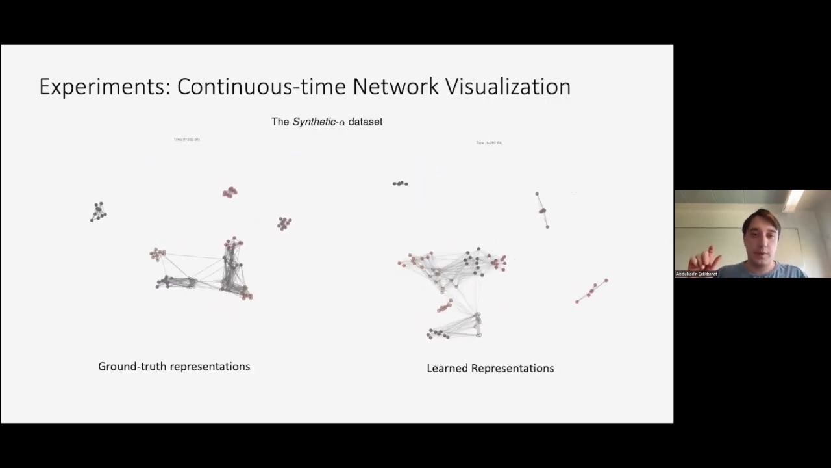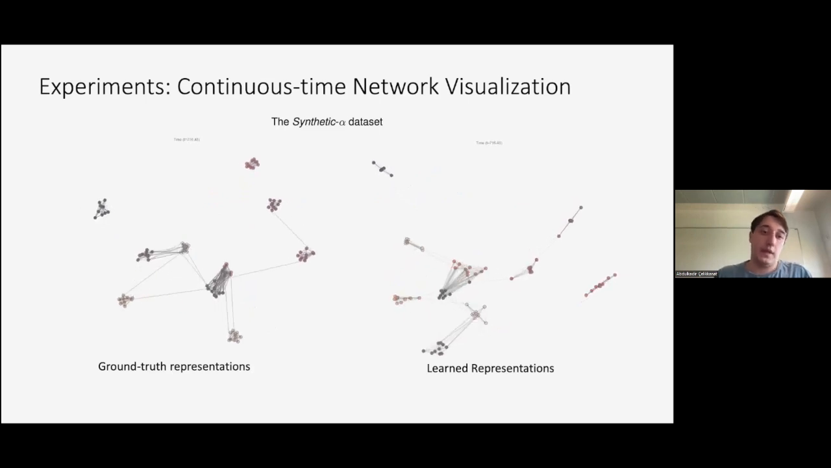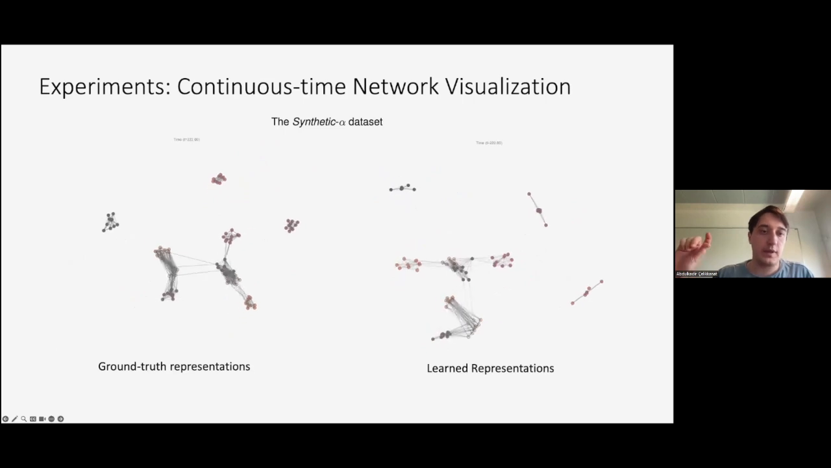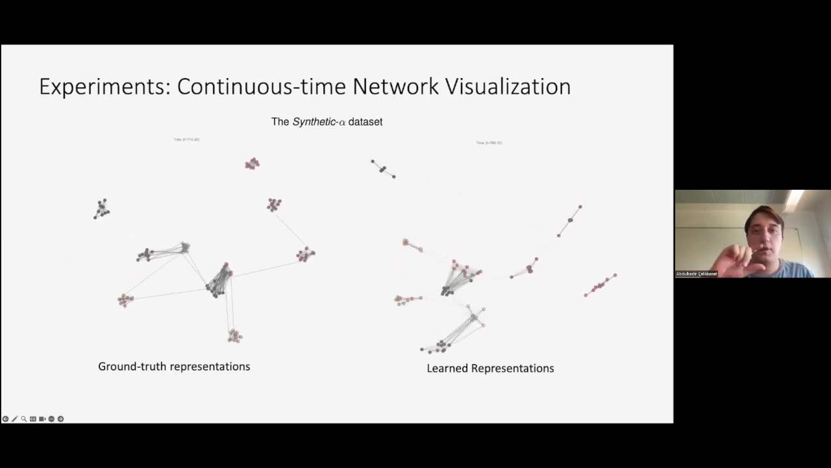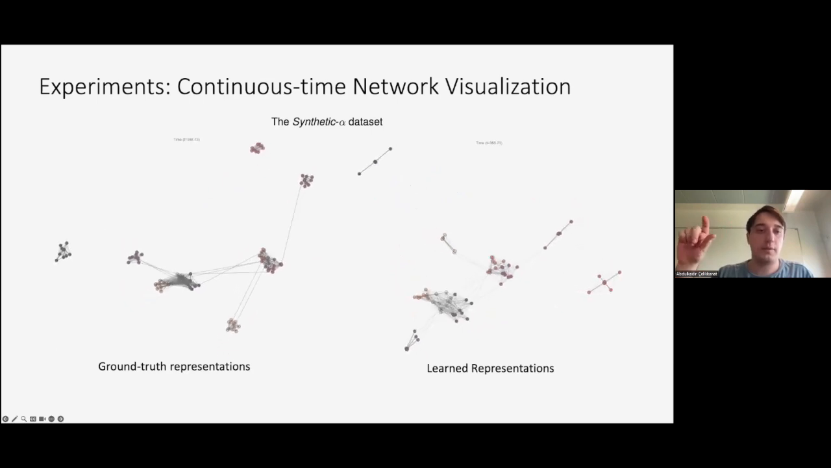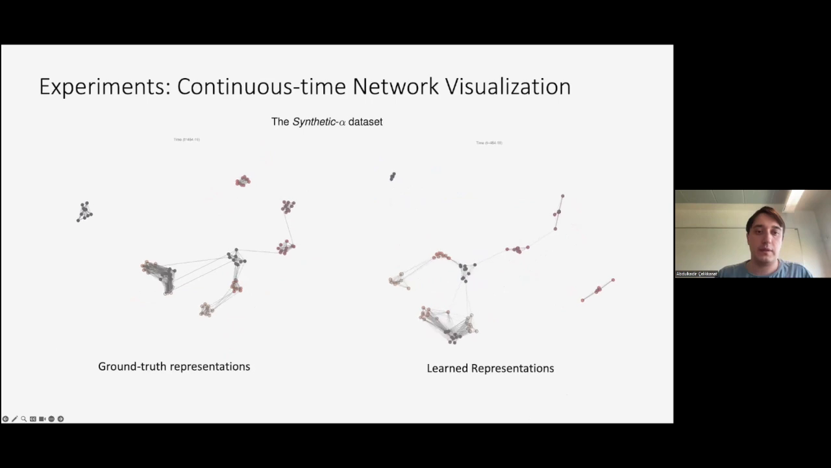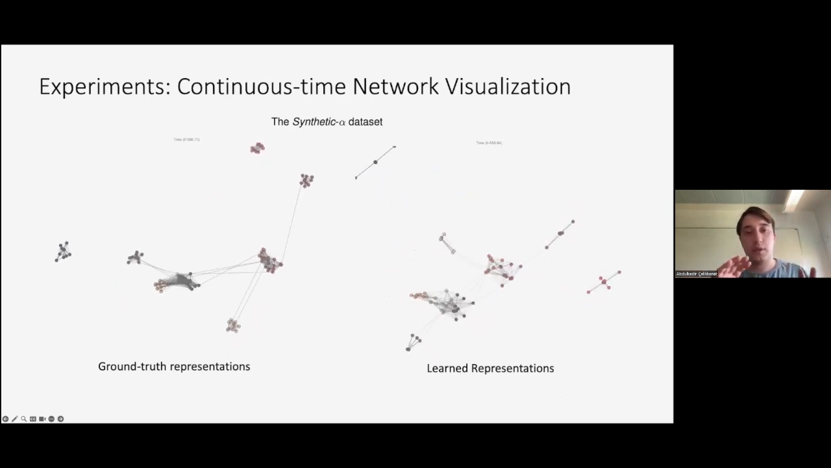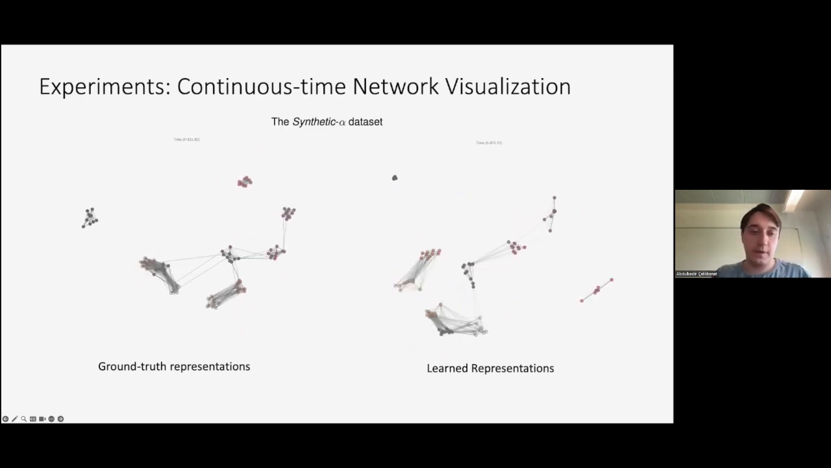And so we have also done some network visualization here. As you see, in this case, links have some duration, so they disappear maybe after a certain time and then maybe reappear again. So our model here is good at capturing this temporal clustering structure in the network.